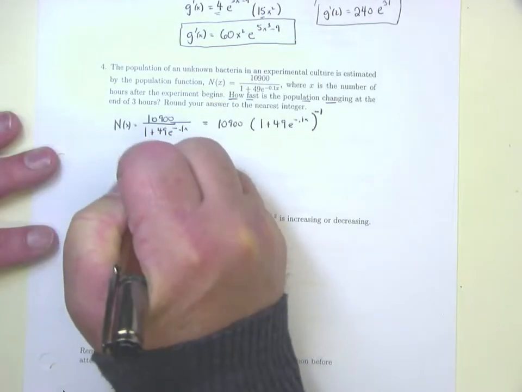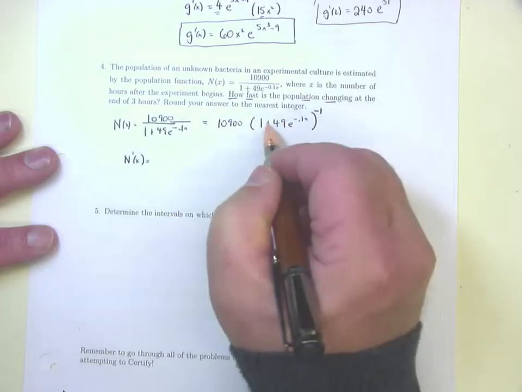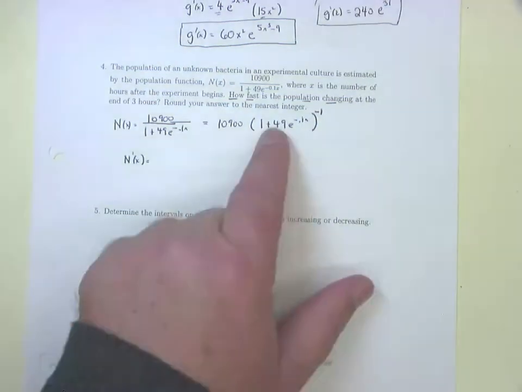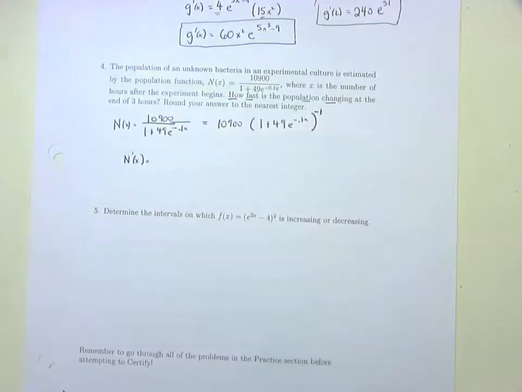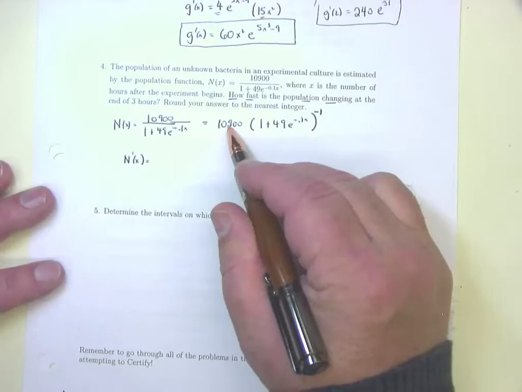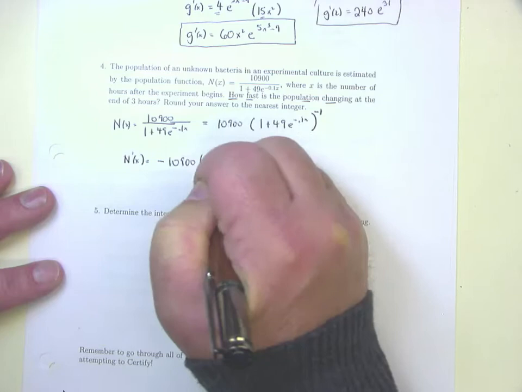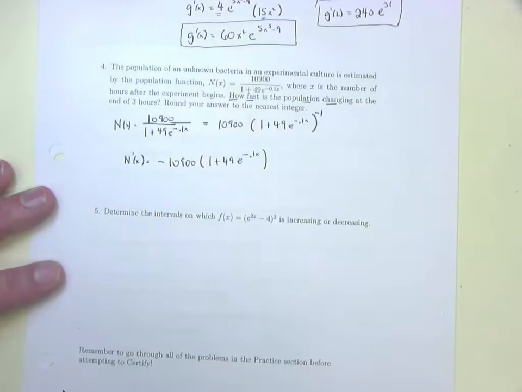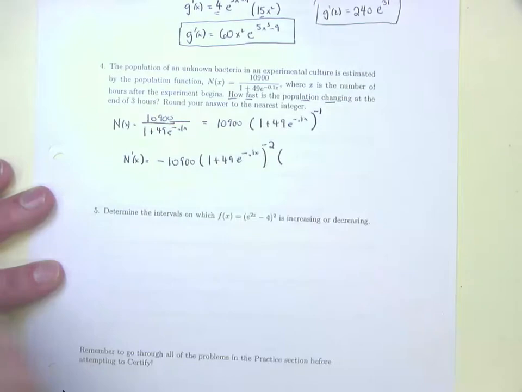N prime of x would be equal to, now 10,900 is a constant. You're taking the derivative of this, 1 plus 49 e to the negative 0.1x raised to the negative 1. This is a chain rule. Function on the inside, that negative 1 power on the outside. Chain rule: derivative of the outside, inside stays the same, times derivative of the inside. So the negative 1 pops down here and is multiplied times the 10,900. That gives you negative 10,900. The inside, 1 plus 49e to the negative 0.1x, stays the same, raised to the power of negative 1 minus 1, which is negative 2, times the derivative of the inside.